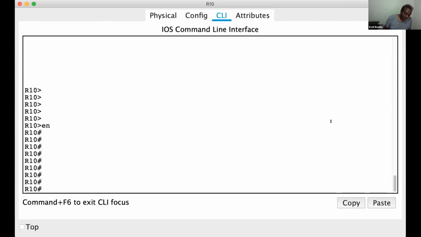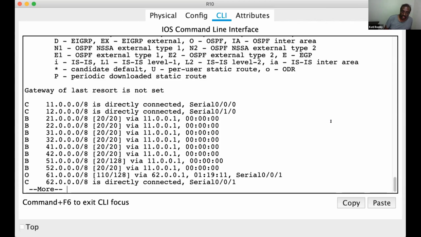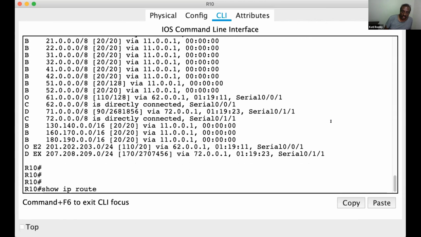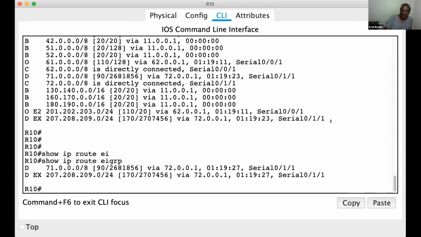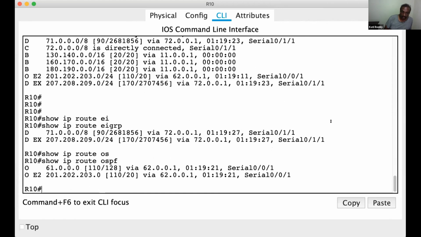I go to R10. I give the command show ip route. So many routes are there now. Let's say show ip route eigrp. The 70 series are what? EIGRP routes. Show ip route ospf. These routes, the 60 series, are what? OSPF routes. I should send the OSPF routes and EIGRP routes into what? BGP. So if at all I want these routes to be known to ISP1 and ISP3, what should I do?